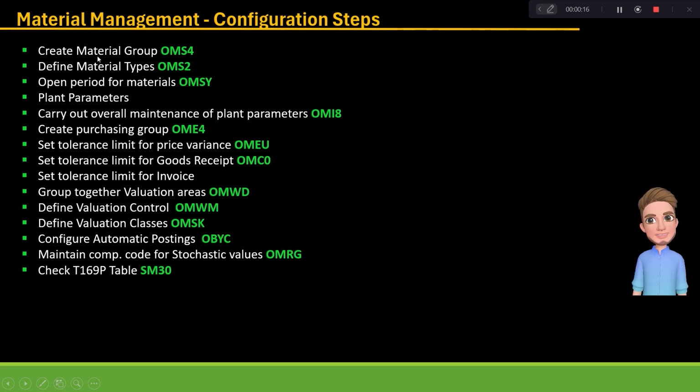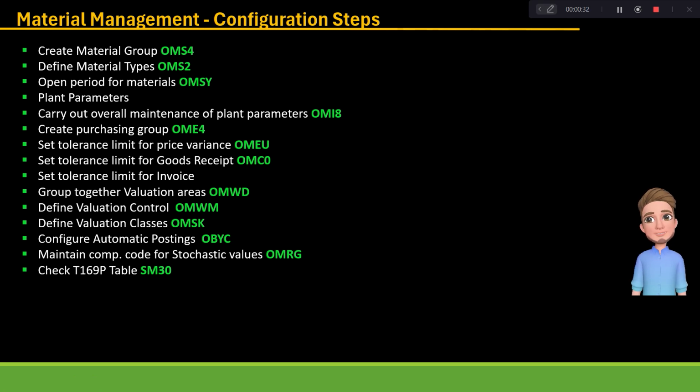We will create a material group. We will define material types. We are not going to define any new material types. We will make use of it, but there is a particular setting that you need to do so that your stock value and stock quantity keeps getting updated in the material master, which I will show to you.